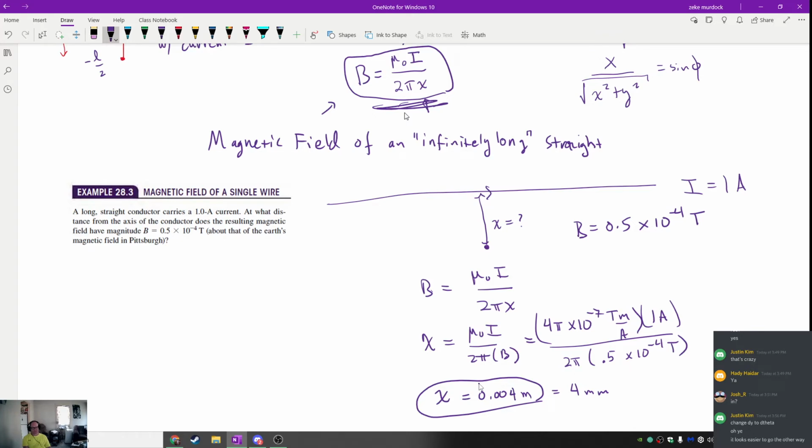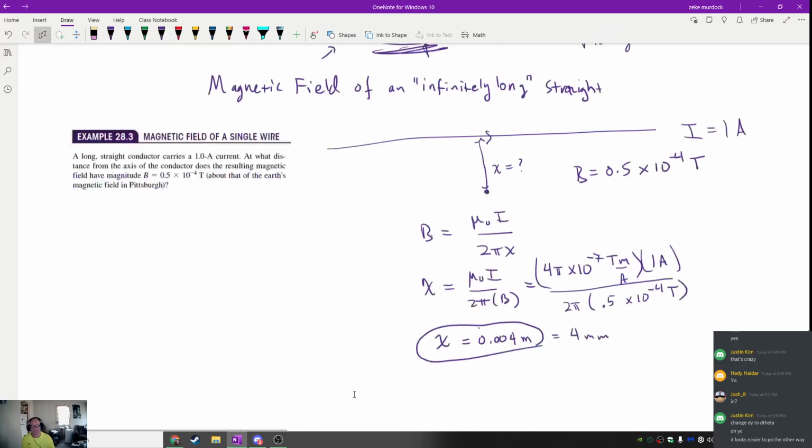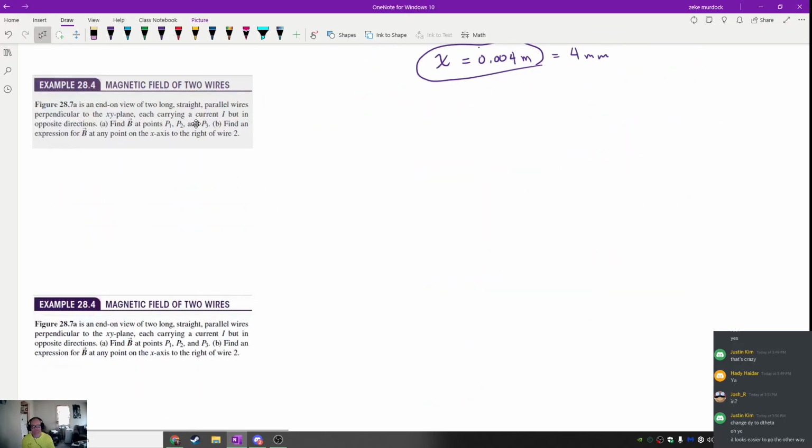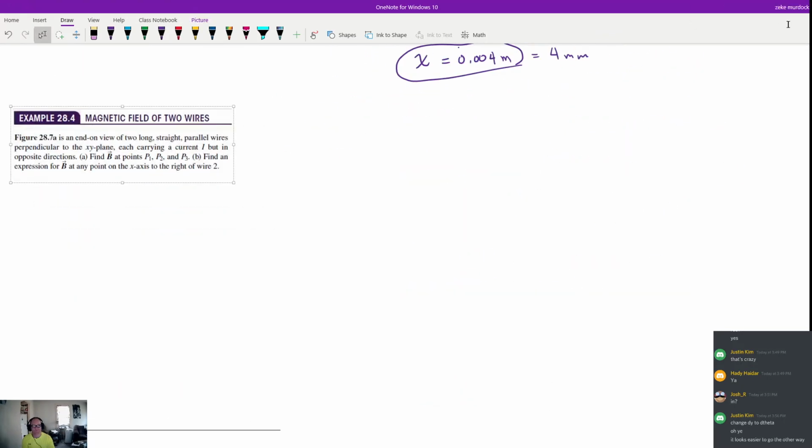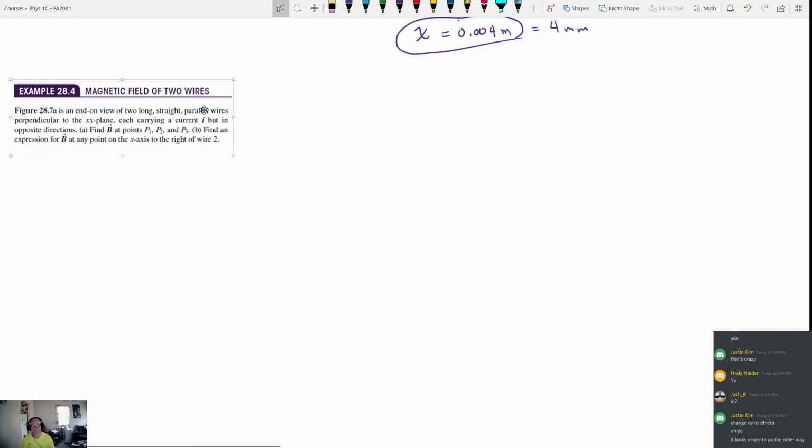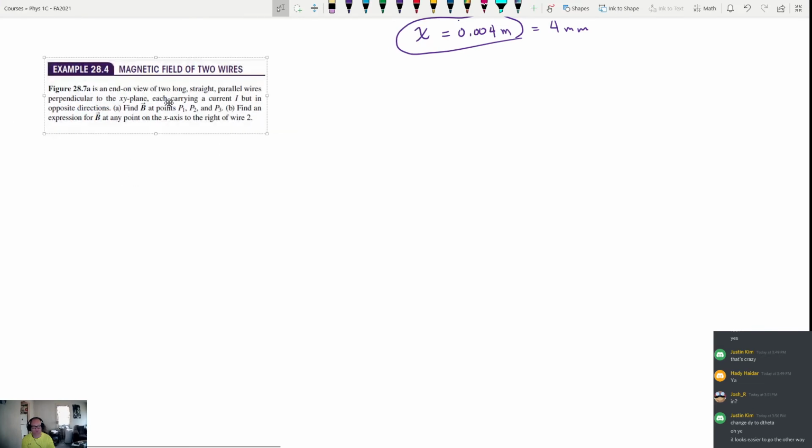Okay, so let's do one that's a little harder. Magnetic field of 2 wires. Okay, so we have 2 wires, each one carrying the same current I but in opposite directions. So we're going to start off by drawing a line like this.